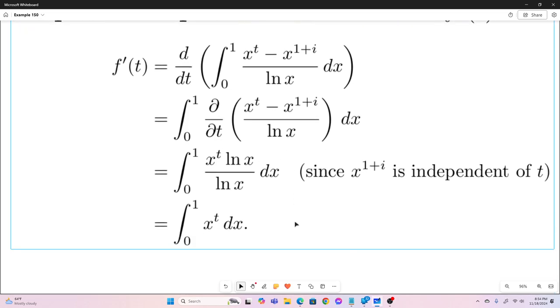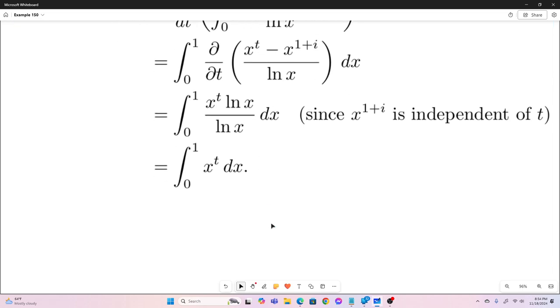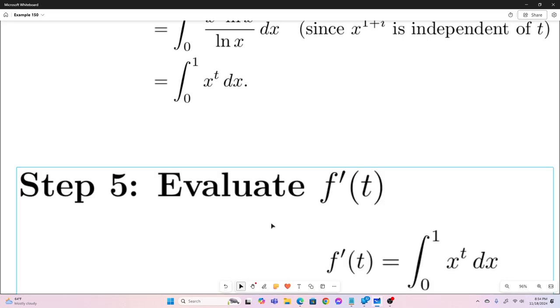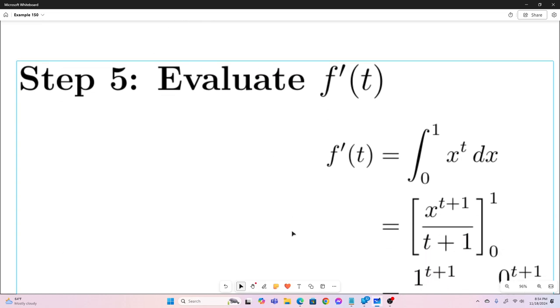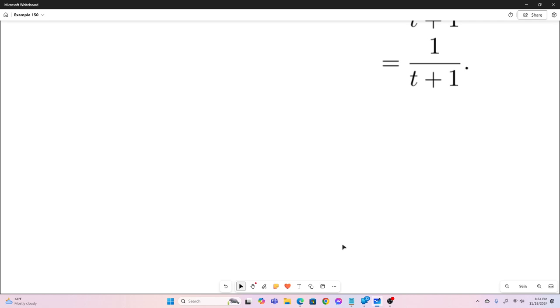And what we get if we do that, if we take the partial derivative with respect to t of this integrand right here, we just get x to the t, since x to the 1 plus i is independent of t. All right, so evaluating that integral, I'm not going to go over that. That evaluates easily to 1 over t plus 1.